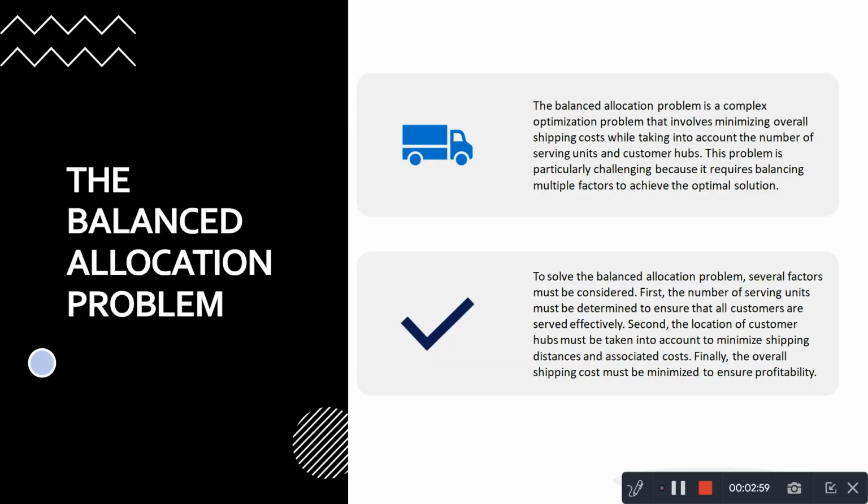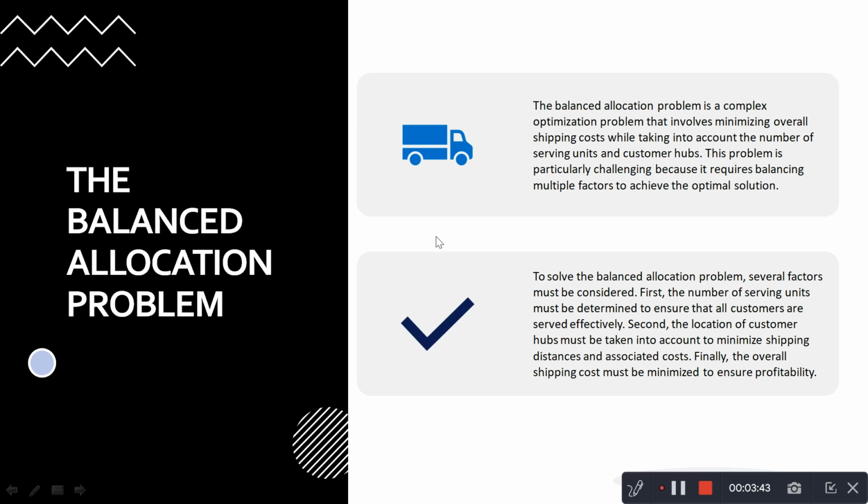What is the balanced allocation problem that I am going to discuss through the research paper? The balanced allocation problem is a complex optimization problem that involves minimizing overall shipping cost while taking into account the number of serving units and customer hubs. Like in this problem, there are so many serving hubs, customer hubs, and the number of warehouses. We have to minimize the shipping cost between the customer hub and the serving units. Thus, this problem is particularly challenging because it requires balancing multiple factors to achieve the optimal solution. Here, we will go through how we can solve this problem.